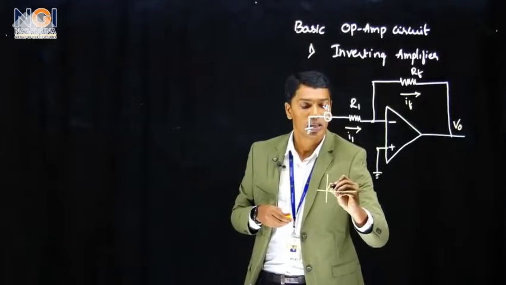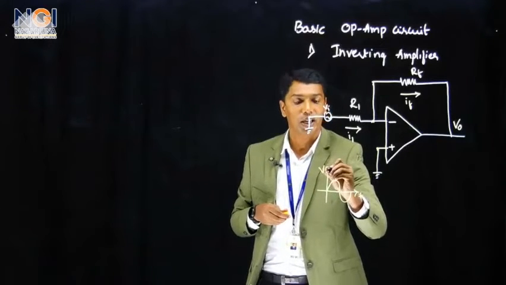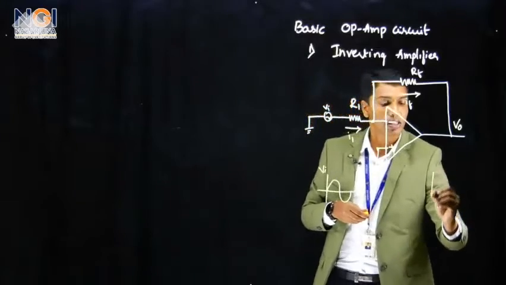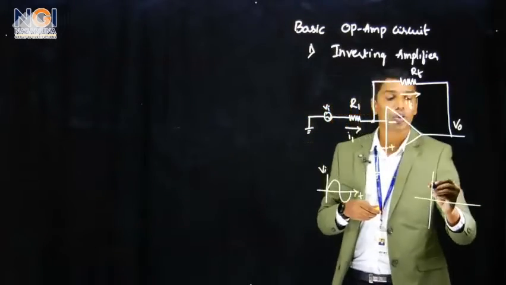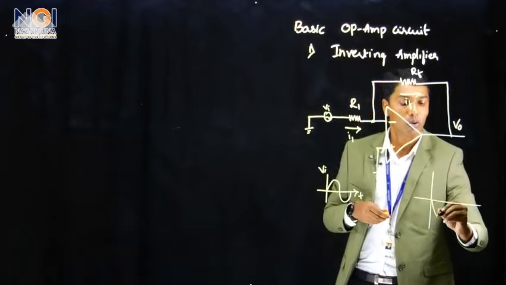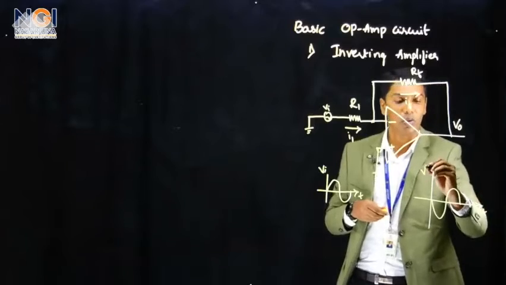Input is a sinusoidal signal with respect to time, Vin. The output always has a 180-degree phase shift with respect to the input Vin.